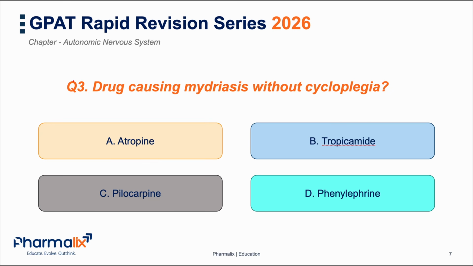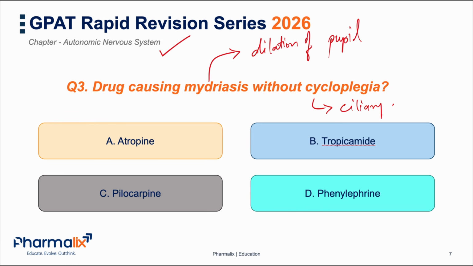Okay, some technical terms. This question is from the autonomic nervous system. So first let's understand what is mydriasis. In simple terms, mydriasis means dilation of pupil. And then let's understand what is cyclopegia. Cyclopegia means when a person can't focus on near objects because ciliary muscles are affected. So cyclopegia occurs due to ciliary muscle.